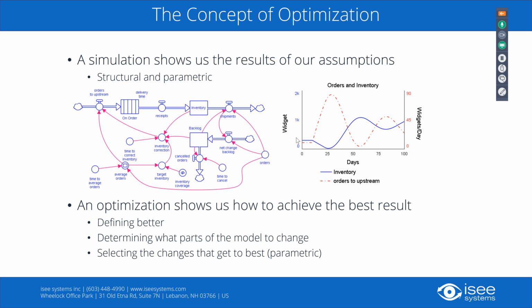One of the first things we need to do in optimization is define better, what a better result would mean. And then we need to determine what parts of a model to change. Typically, those are parameters. And then we change those things until we get to a best solution.